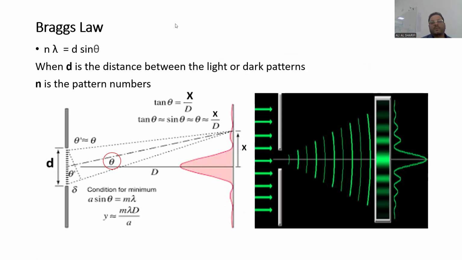Here, let me illustrate the Bragg's law: n lambda equals d sine theta, and that means the patterns. How many patterns I have, how many light or dark patterns I will have after the laser diffraction happens.